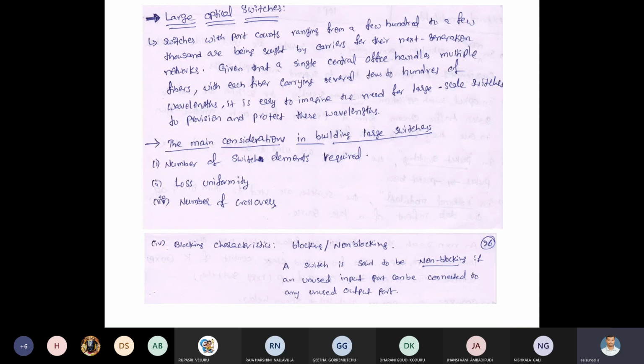Here, what are the considerations for these large switches? First, we have to consider how many switches are required for designing a large optical switch, how much loss we are getting, the number of crossovers, and what the blocking characteristics are. These are the 4 considerations for building large switches: number of switches required, loss, number of crossovers, and the blocking characteristic, whether it is blocking or non-blocking.